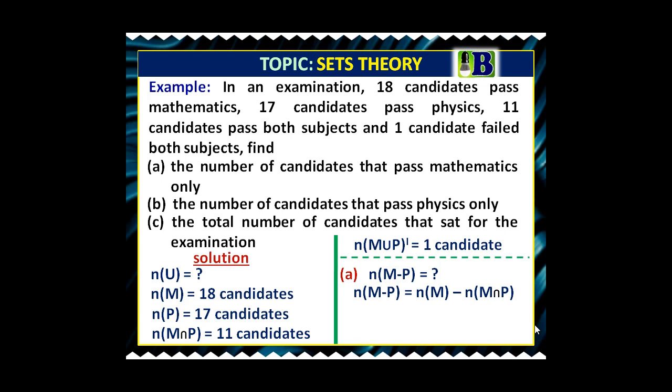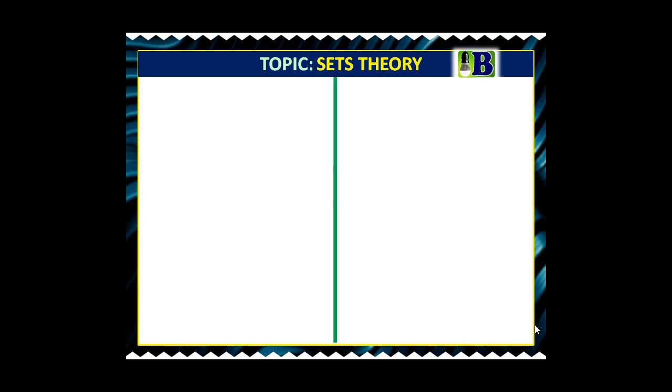So from the question we are made to understand that the number of candidates that pass mathematics is equal to 18. Then the intersection of mathematics and physics is equal to 11. So 18 minus 11 is going to give us 7. So the number of candidates that pass mathematics only is equal to 7 candidates. Let's go to the B aspect of the question. The B aspect of the question is asking us to look for the number of candidates that pass physics only.